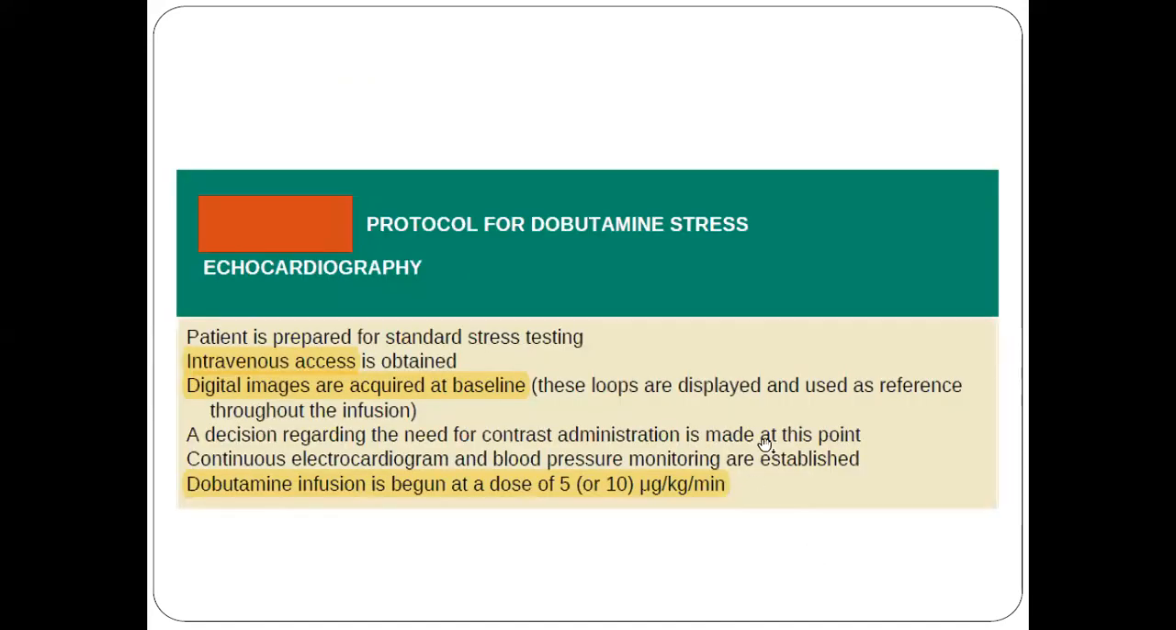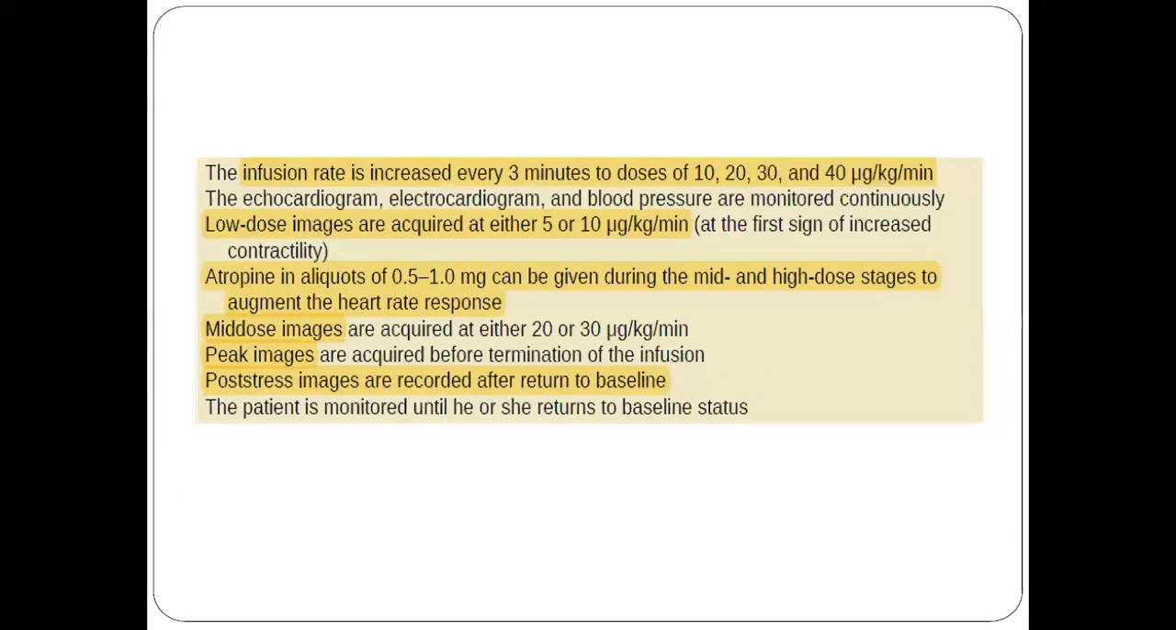For dobutamine stress echo, the protocol is that the patient is prepared for standard stress testing. Intravenous access is obtained. You record digital baseline images. Then dobutamine infusion is started at a dose of 5 micrograms per kg per minute. Dobutamine is an inotropic agent, so if any tissue is viable, the contraction of that part will increase.